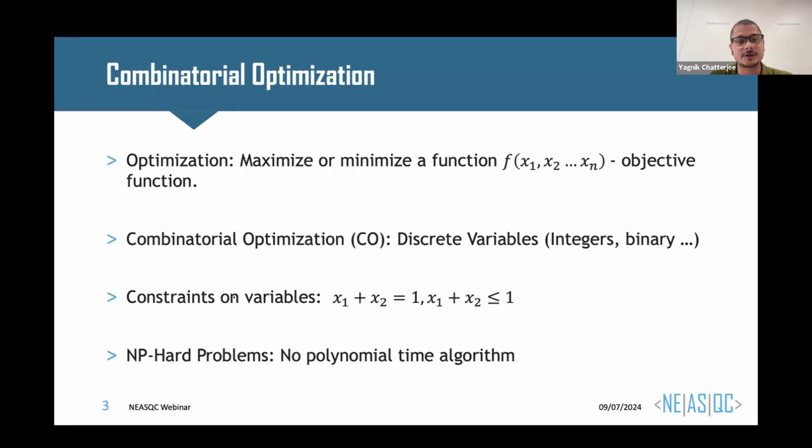Finally, the motivation: why are we trying these kinds of optimization problems on quantum computers? It's because a lot of these problems are NP hard. What does this mean? It means that a lot of these problems don't have a polynomial time algorithm, which means as the size of the problem increases, the time taken by the algorithm increases exponentially. So for a large enough problem, we are not able to solve it on a classical supercomputer. That is the motivation to try to develop quantum algorithms for such problems.